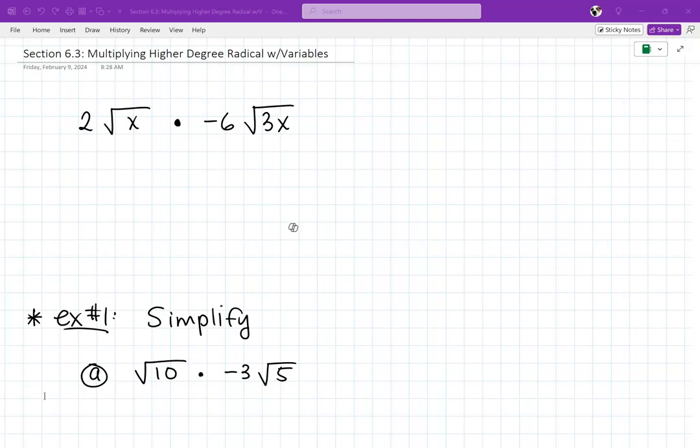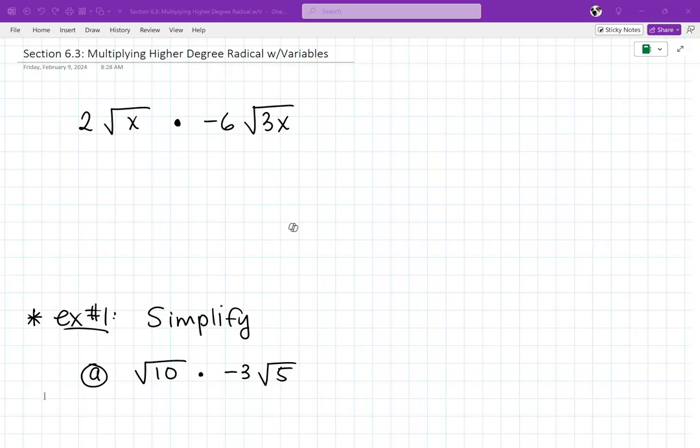So section 6.3, we're going to be multiplying higher degree radicals with variables. So it is going to have variables in the actual problems. Now, we're going to still treat the variables the way we did before in section 6.1, where you have to make sure that the index matches the power. We're going to still do that. But now we're going to be able to multiply things.